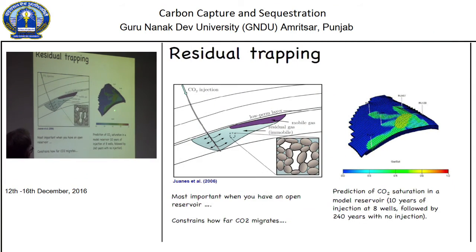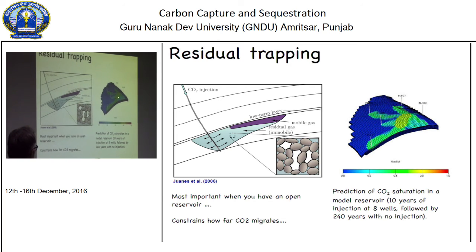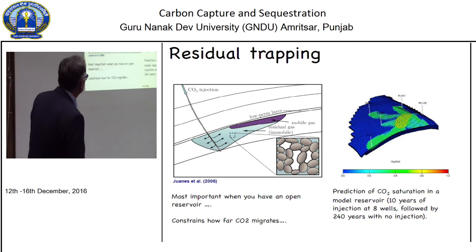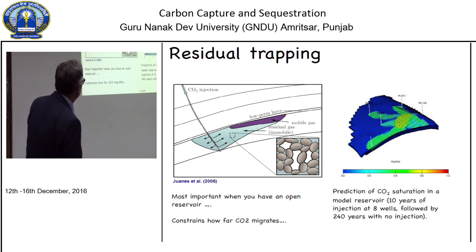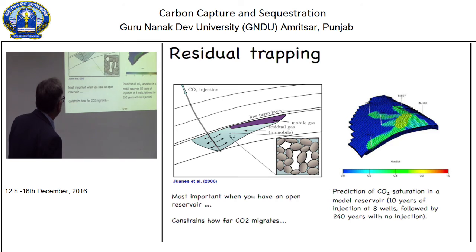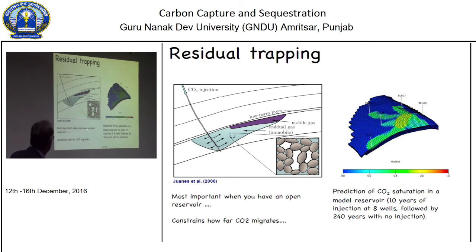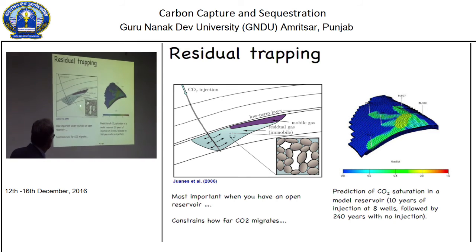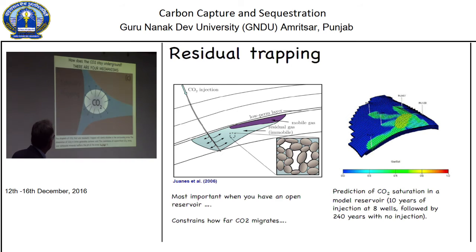Here's a picture of a prediction of the CO2 saturation in a reservoir 10 years after injection, and you can see the concentrations of carbon dioxide in these bubbles. And then here's another cartoon which shows this residual trapping.